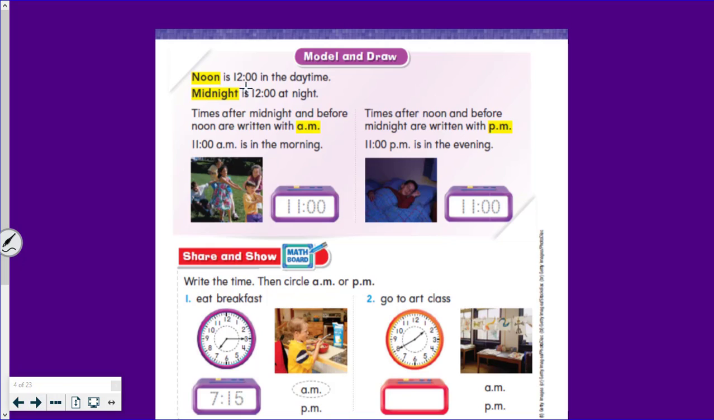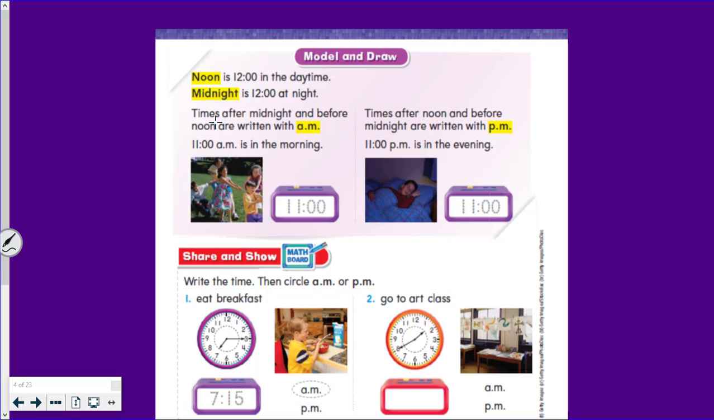So our model and draw today says noon is 12 o'clock in the daytime. So let me give you an idea of something we do at noon. At noon, here at school, we've just finished lunch and we're getting ready to do our last lesson for the day. Midnight is 12 o'clock at night. So at 12 o'clock at night, most of us are usually sleeping.